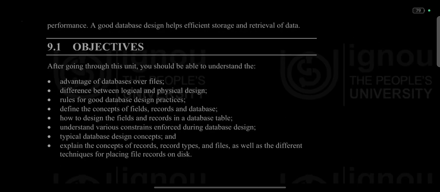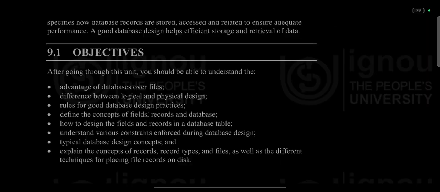Objectives. After going through this unit, you should be able to understand the advantage of databases over files, the difference between logical and physical design, rules for good database design practices, define the concepts of fields, records, and database, how to design the fields and records in a database table, understand various constraints enforced during database design, typical database design concepts, and explain the concepts of records, record types, and files, as well as the different techniques for placing file records on disk.